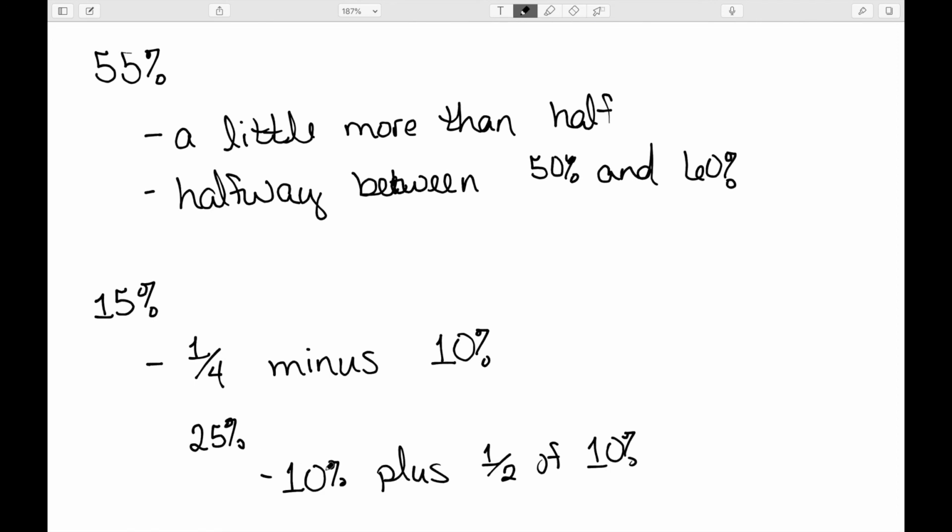Alternatively, we could do it as 10% plus half of 10%. If we can figure out what 10% is pretty easily, half of that is 5%. And then we could just add those two. We could add up the 10% and the 5% to get the total of 15%.